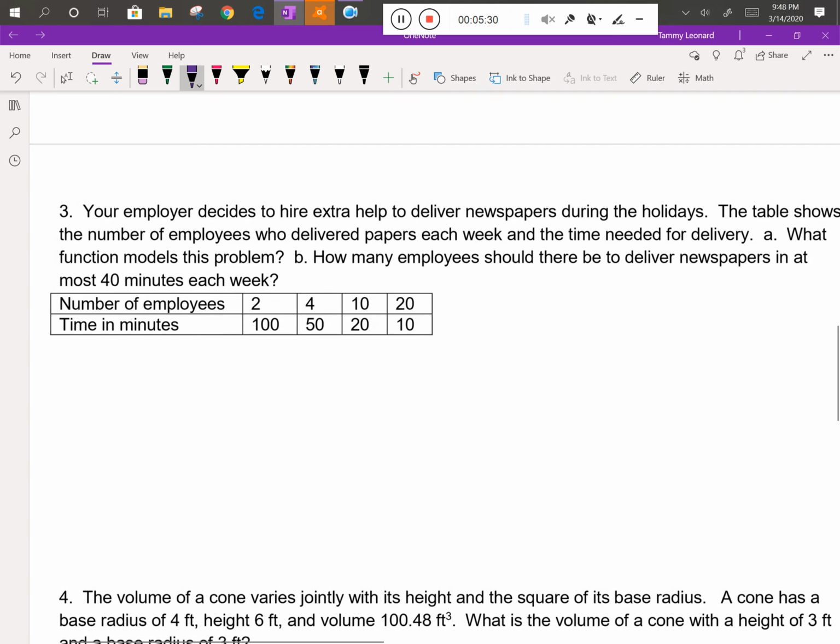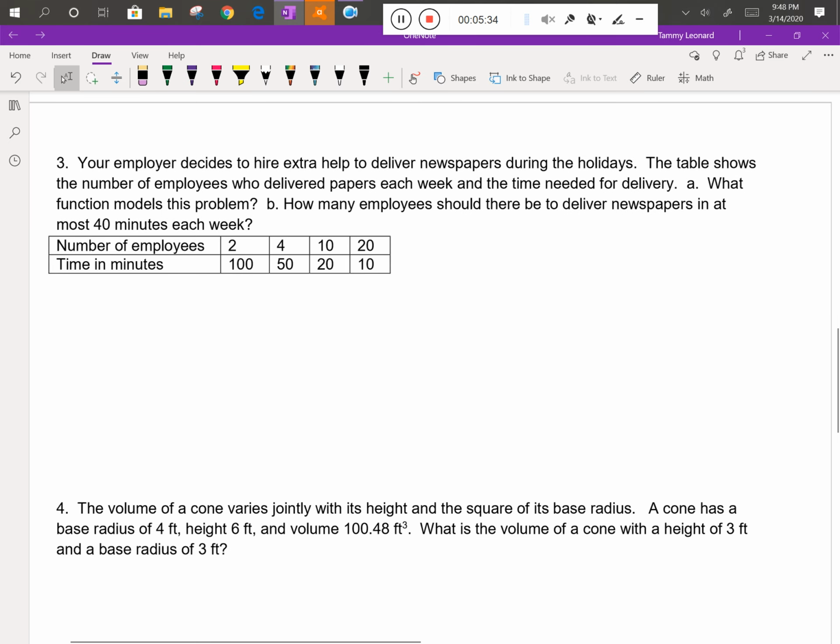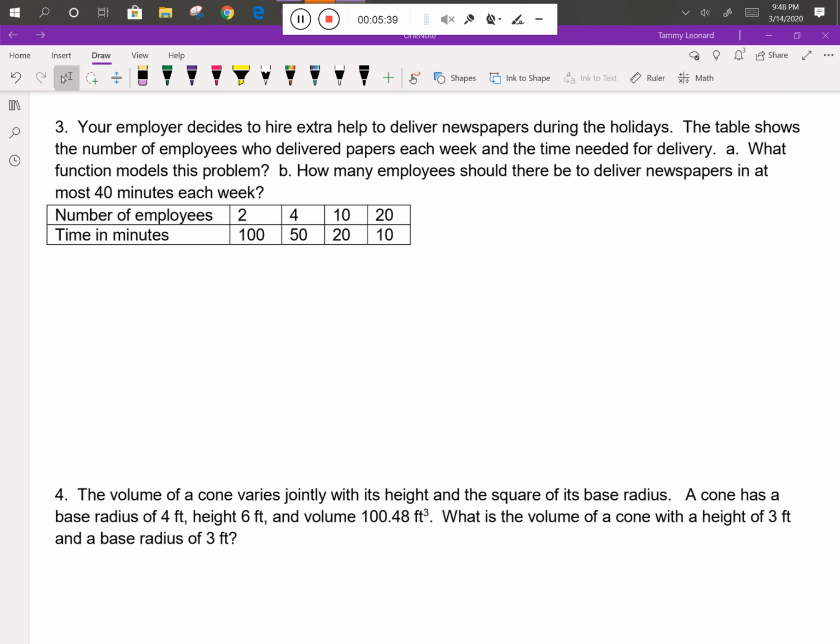Let's take a look at number 3. Number 3 says your employer decides to hire extra help to deliver newspapers during the holidays. The table shows the number of employees who delivered papers each week and the time needed for delivery. What function models this problem? How many employees should there be to deliver newspapers in at most 40 minutes per week?